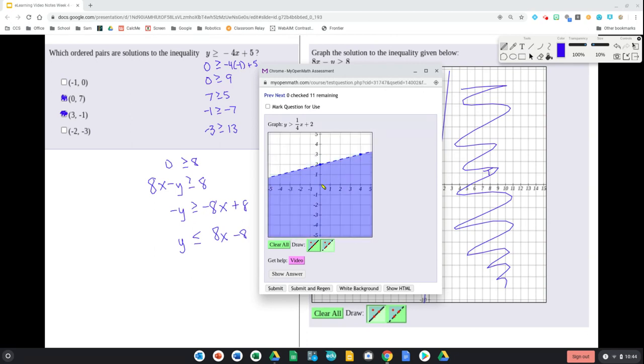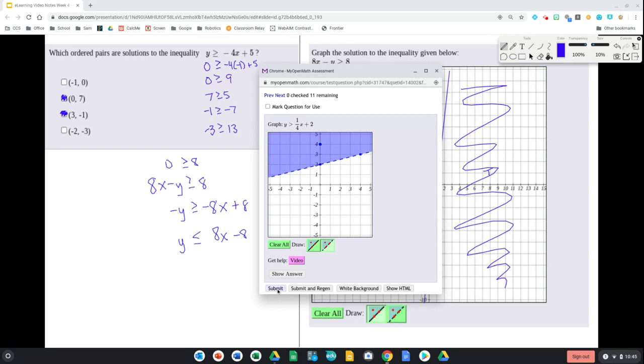So let's pick this point 0, 0. If I put in 0, 0, is that a true statement or a false statement? Okay, if I put in 0 for x and 0 for y, my statement would be 0 is greater than 2. That's a false statement. So I do not want to click this side that has 0, 0. I want to click over here. If I put in like the point 0 for x and 4 for y, then it's a true statement because 4 is greater than 1/4 times 0 plus 2. So that's the side I want to do. So I would just click that side of the line. That shades that in now.